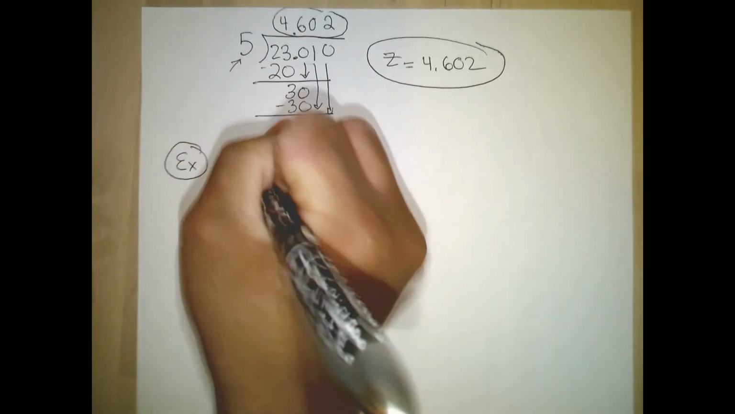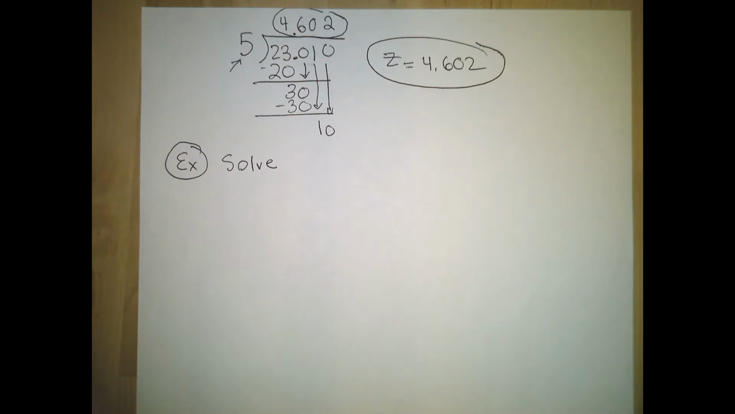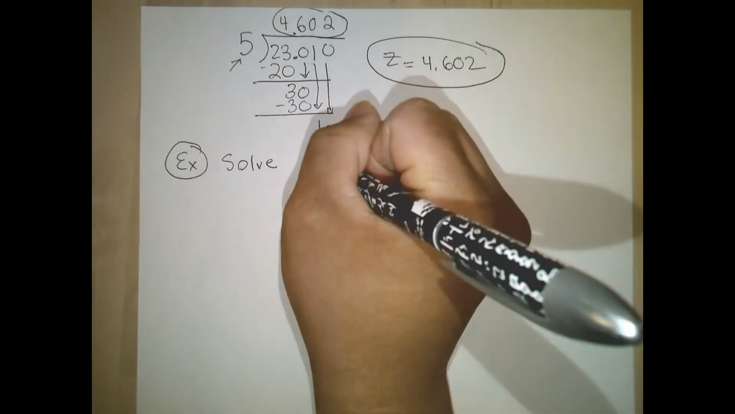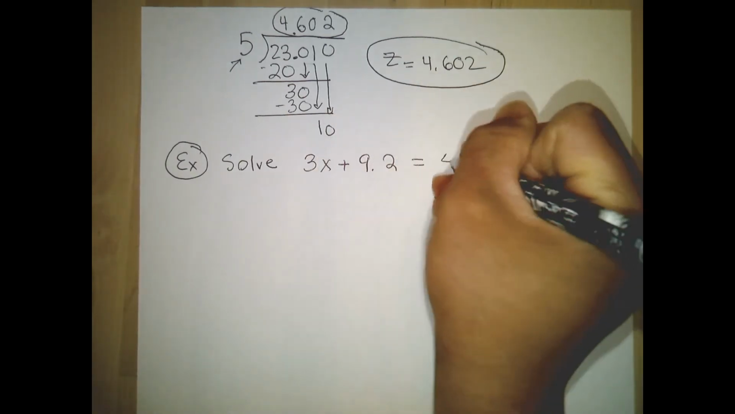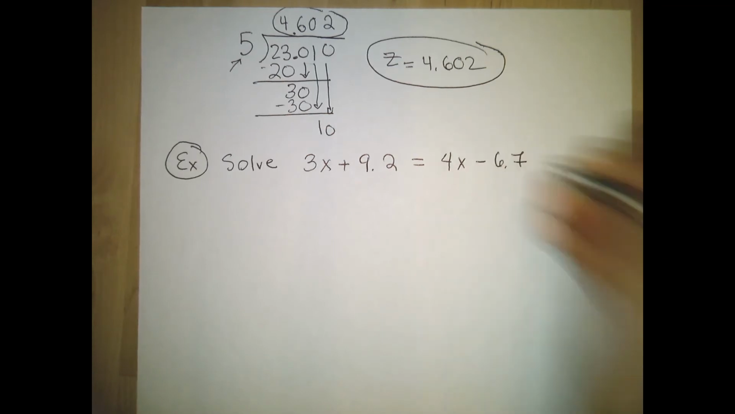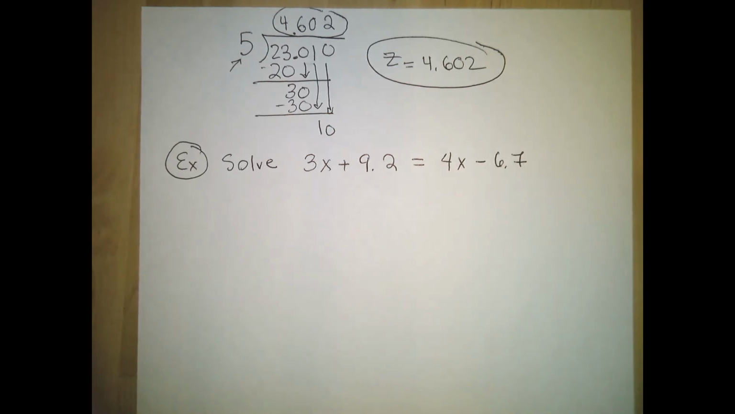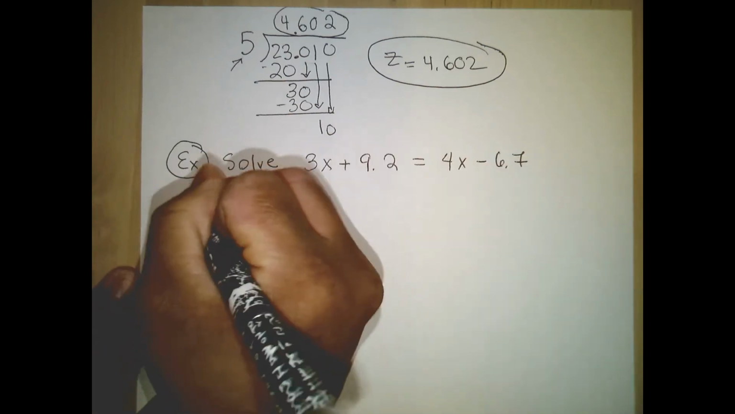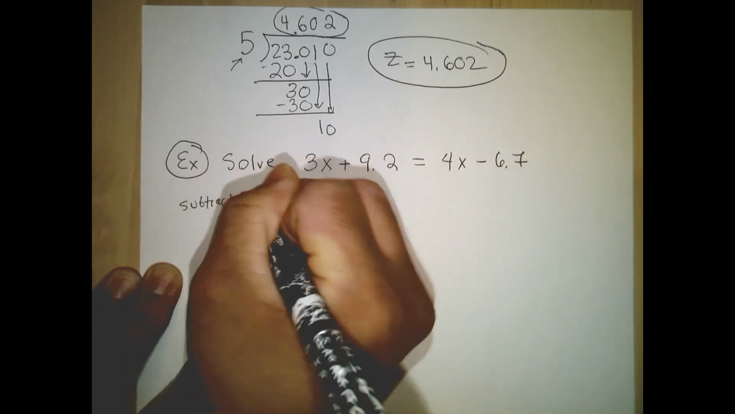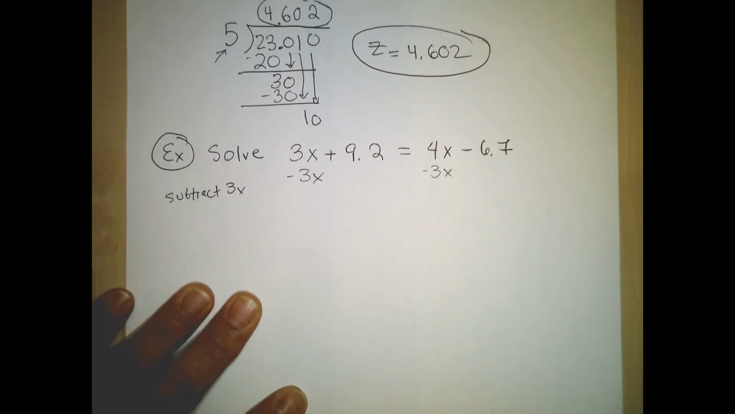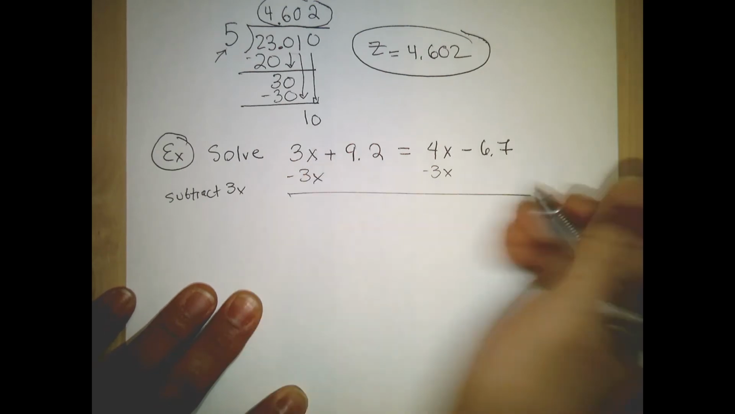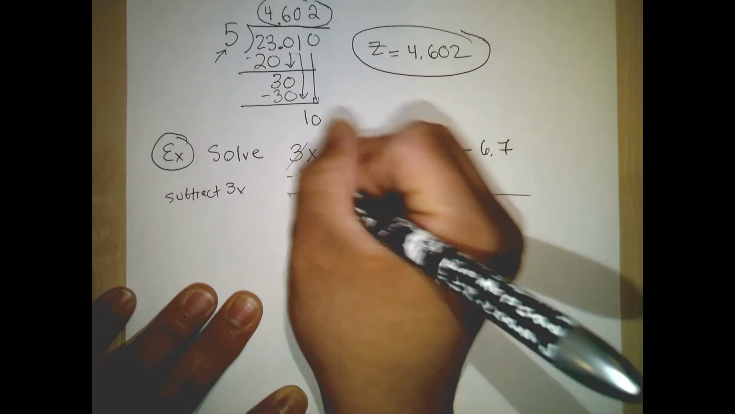So let's solve another one of these. So let's do one where we have a variable on each side. So 3x plus 9.2 is equal to 4x minus 6.7. So let's go ahead and subtract the 3x on each side. It doesn't matter which side of the equation the x's are on, but let's try to get the x's on the same side of the equation. So the 3 minus 3 is 0, so that zeroes out.